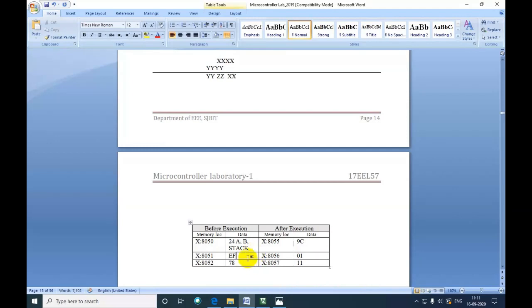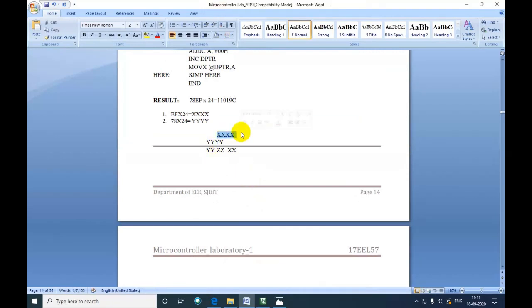Now I'll fetch the second number, EF, the lower byte of the multiplicand, to A, and I'll multiply. I will be getting this XXXX. I'll temporarily store this in temporary memory, that is registers R1 and R2. Next, 24 was stored on the stack. I will pop it back and multiply it with 78.